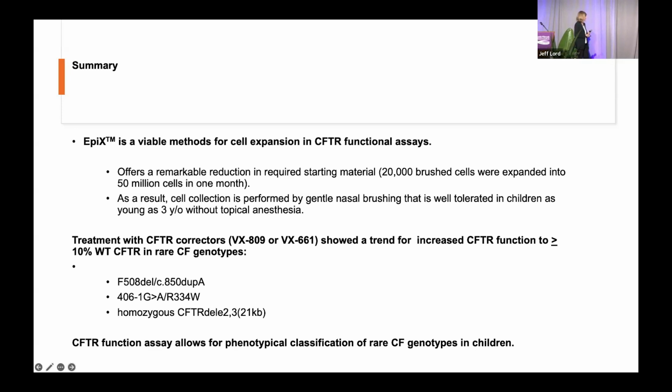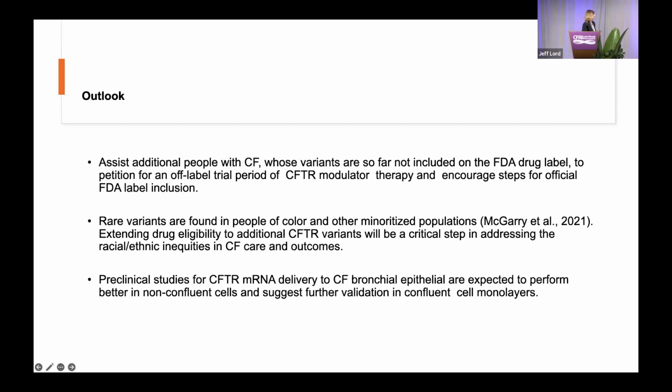And the conclusion is that the CFTR function assay allows for phenotypical classification of rare CF genotypes in children. So what is the outlook of these studies? It would assist additional people with CF whose variants are so far not included on the FDA drug label to petition for an off-label trial period of the CFTR modulator therapy, and we encourage steps for official FDA label inclusions. Where variants are found in people of color and other minoritized populations, extending the drug eligibility to additional CFTR variants will be a critical step in addressing the racial and ethnic inequities in CF care and outcomes.